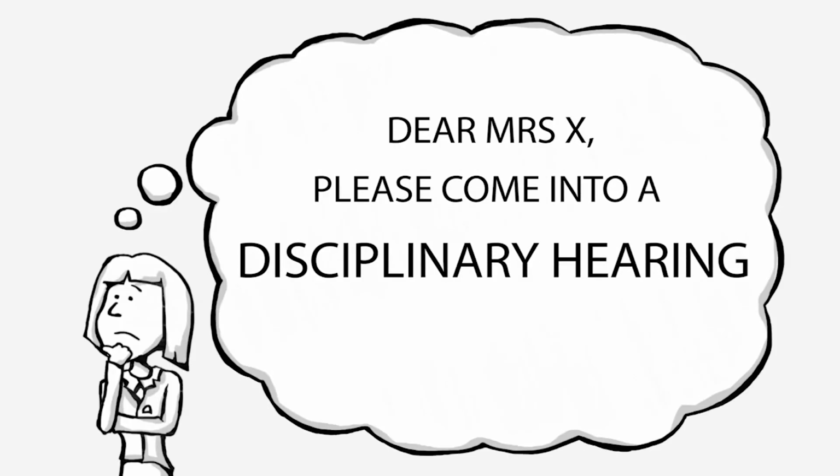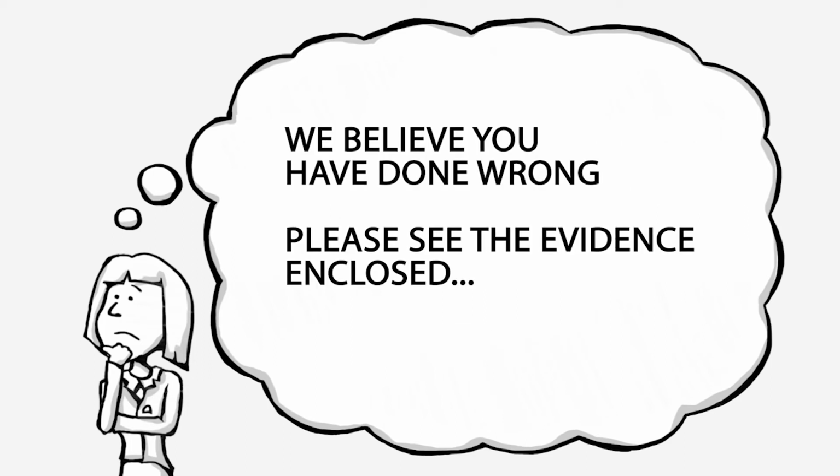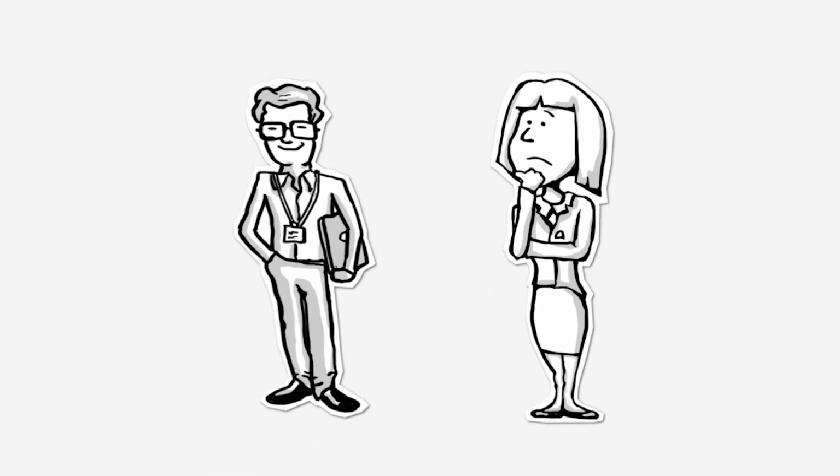Step 6. Preparing for a disciplinary hearing. You need to write to Mrs. X inviting her to a disciplinary hearing. Your policy will determine how much notice she needs to be given. You need to state what it is you believe she has done wrong. Enclose all the evidence uncovered by the investigation, including the witness statements. And explain that she can bring a representative or work colleague, someone not involved in the case, to the hearing.